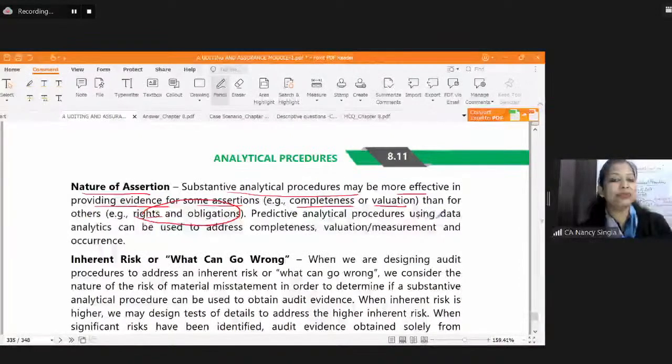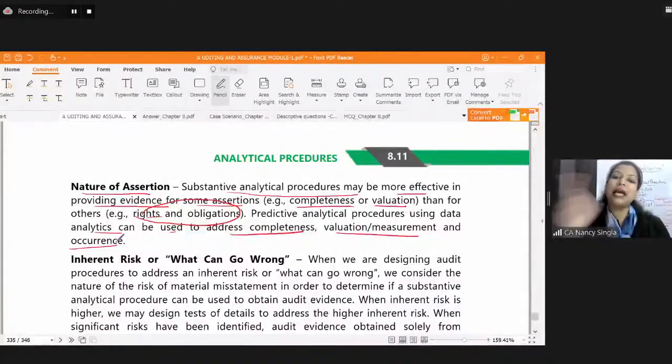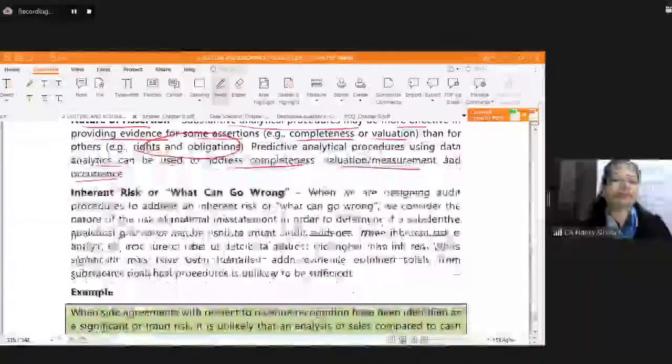Predictive analytical procedures using data analytics can be used to address completeness, valuation, measurement, and occurrence. I gave you the example of traveling expense, that last year it was 1 lakh. This time, if I want to know the measurement assertion, I can expect that a 5% increase will be there. But I cannot say this with respect to rights and obligations. For that I'll have to perform test of details.